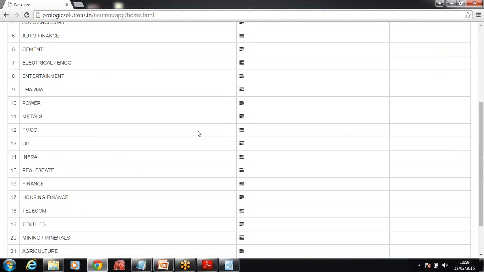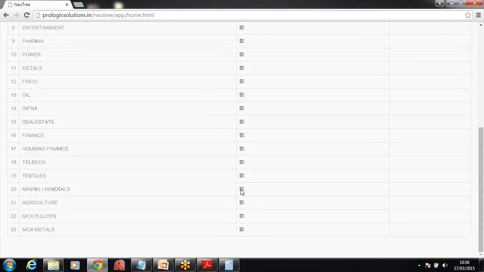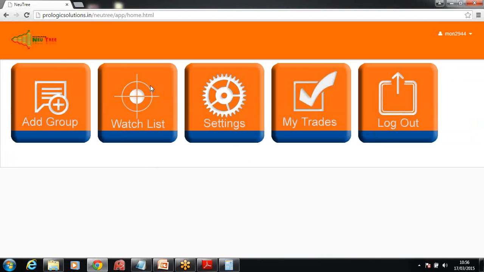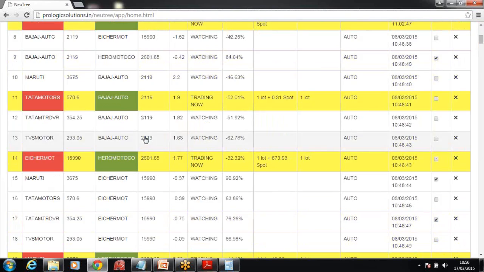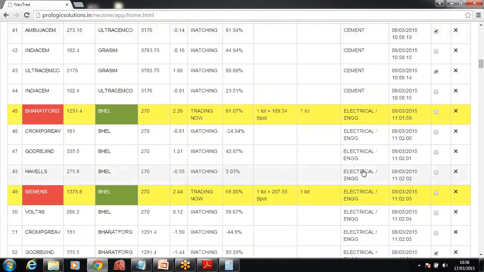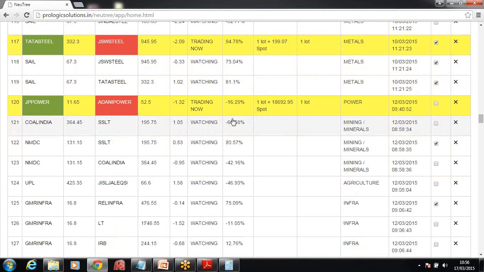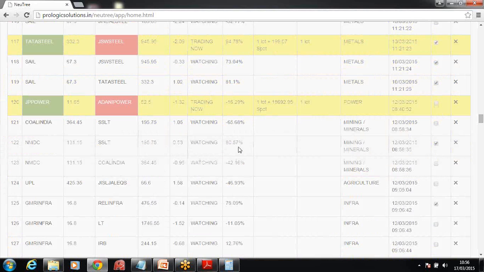The groups, you asked me about mining, right? Yeah, in mining we have SSLT, NMDC, Coal India. You want to backtest, I think it's already backtested. I don't think there is any call in Coal India now. So in mining we don't have any calls right now. But NMDC and SSLT, I think the last call was a profit call. I'll just show you that.